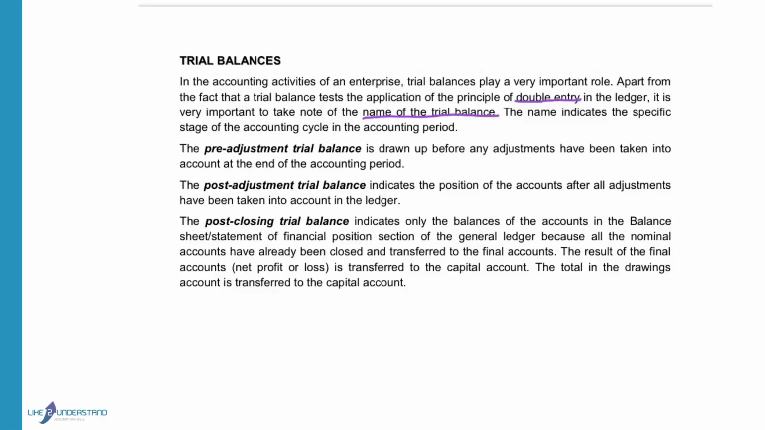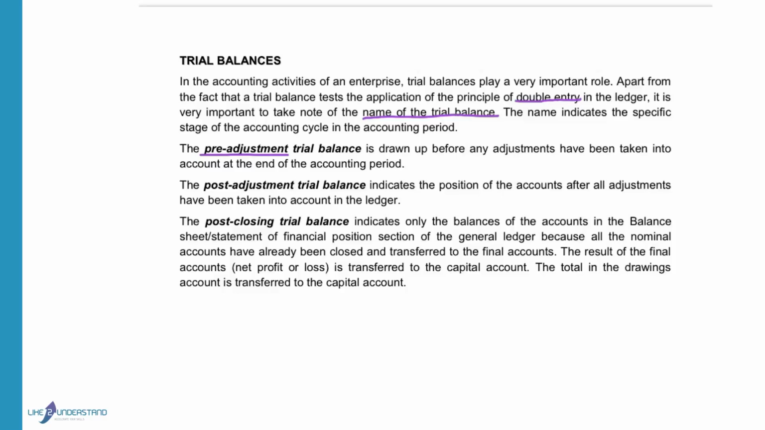But then we call this trial balance a pre-adjustment trial balance. That means before adjustments were made. So we will draw up this trial balance. It looks exactly the same as the trial balance that we've done for the previous 11 months. But at the end of the year, we call it the pre-adjustment trial balance to indicate that we still have to do the adjustments at the end of the accounting period.